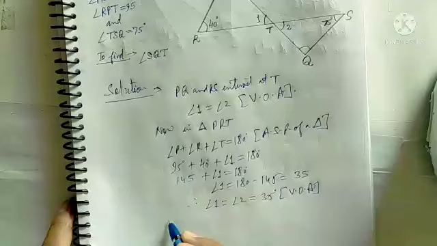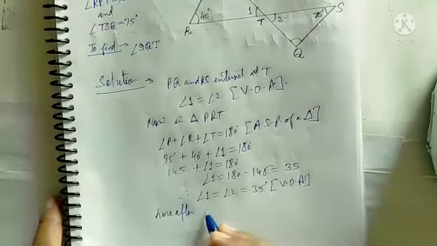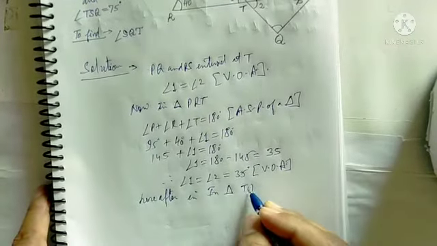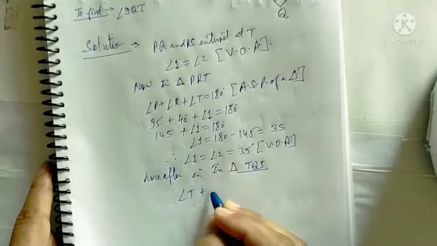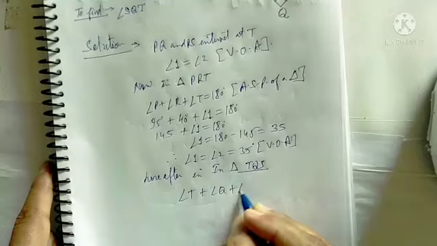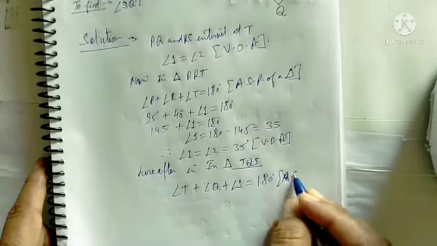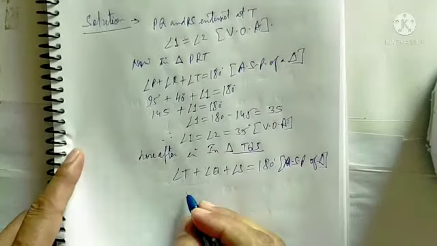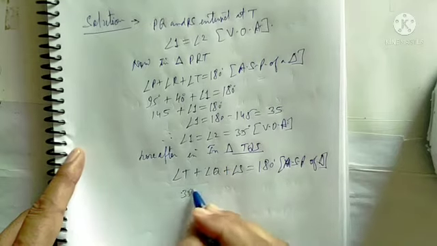Hereafter, in triangle TQS, angle T plus angle Q plus angle S is equal to 180. The reason is again the angle sum property of a triangle. So angle T is angle 2, which you got as 35 degree.